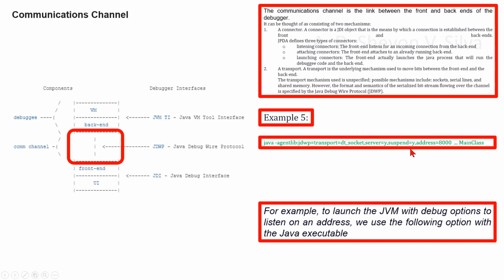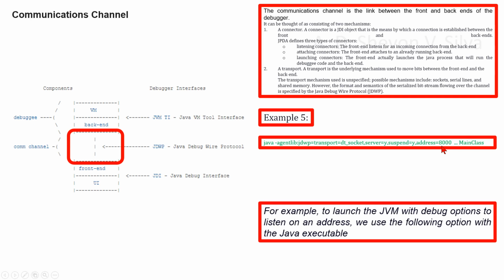If set to n, the JVM will immediately execute the main class while listening for a debugger connection. Address equals 8000 specifies the address at which the debug socket will listen. In this case, the JVM will listen at port 8000 for incoming connections only from the localhost, starting at JDK 9.